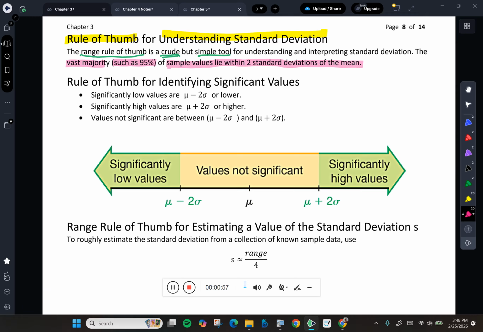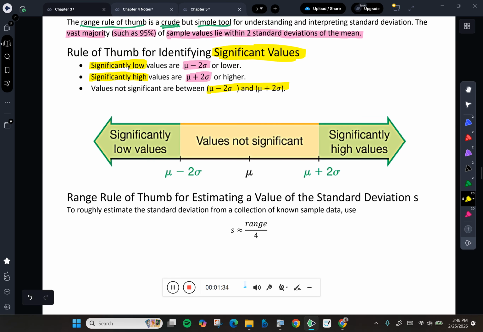Now that 95% there is close to an approximation, right? And so we use that then to talk about whether values are significant or not. Significant values are values that are either significantly low or significantly high. Values that are significantly low are any values that are more than two standard deviations below the mean, and high is two standard deviations above the mean. Anything in the middle we just consider not significant. So what does that mean?